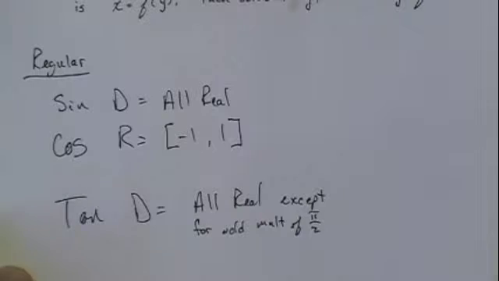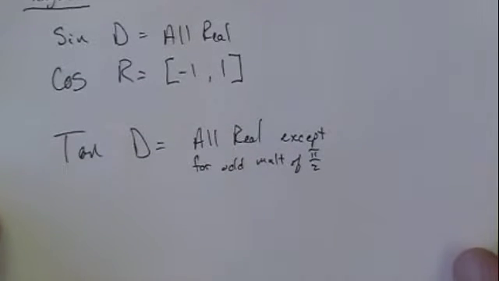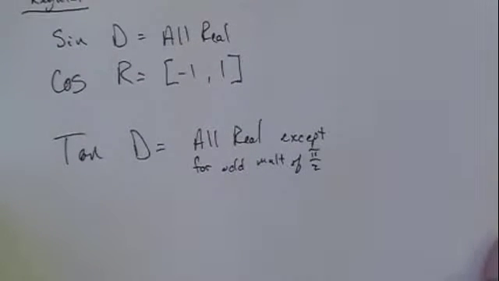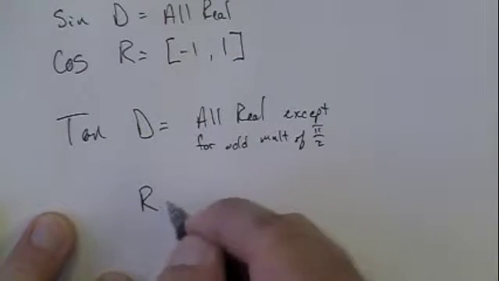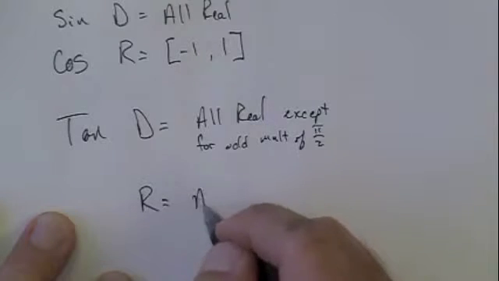Because remember, tangent is sine over cosine. When we have cosine of pi over 2, that is equal to 0. Then our range for tangent is all real numbers.